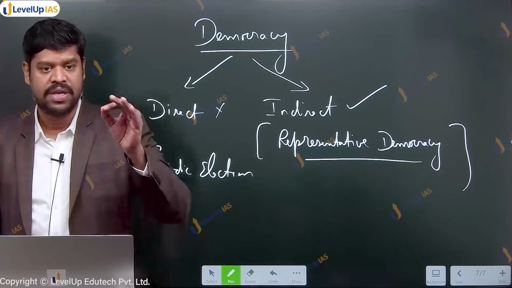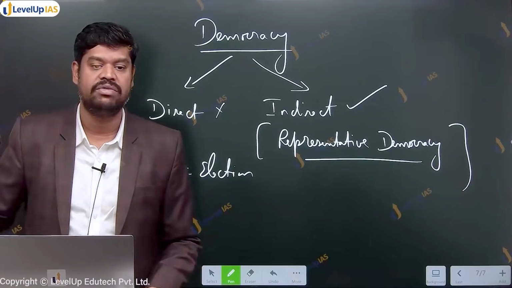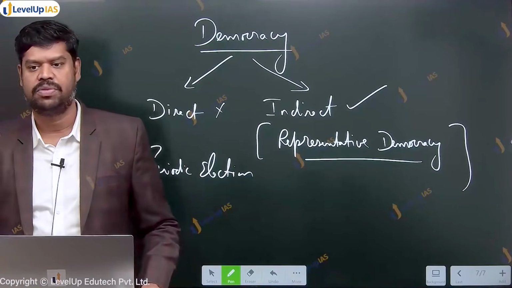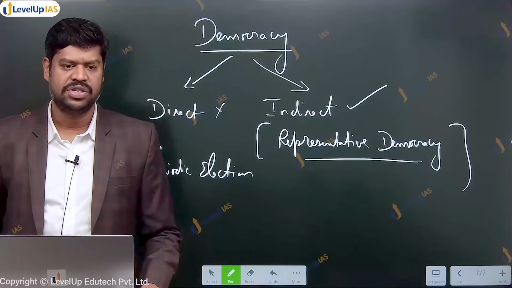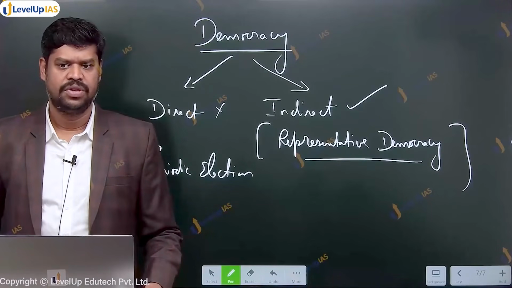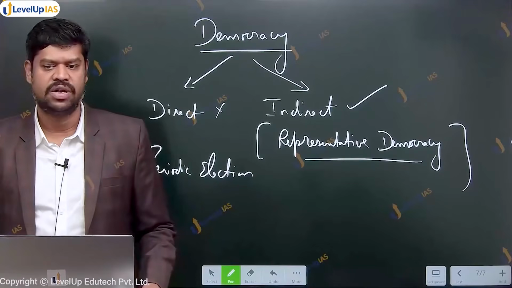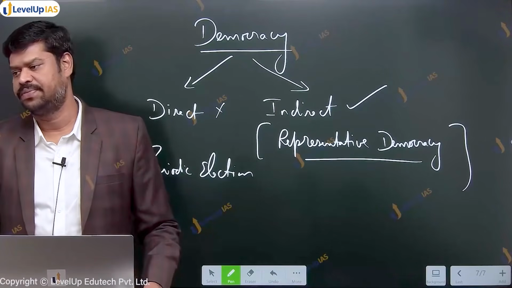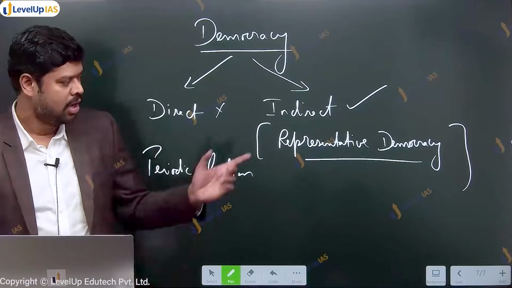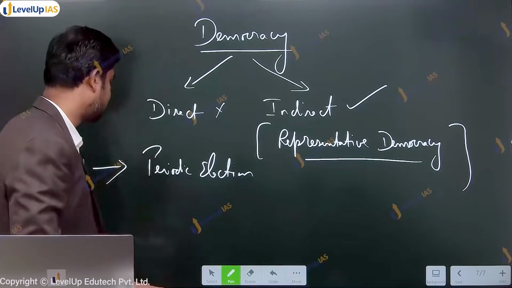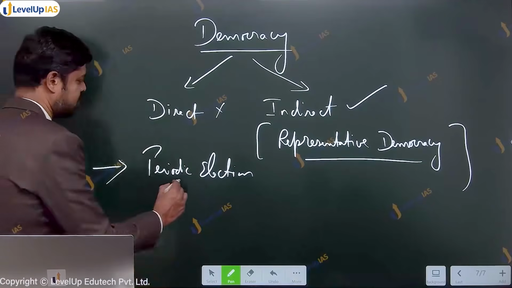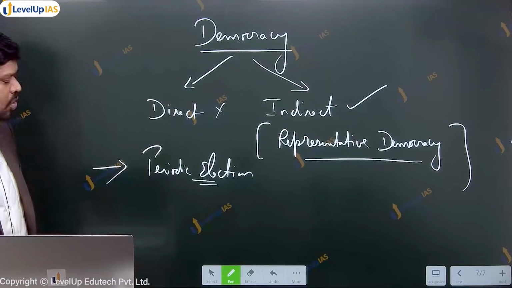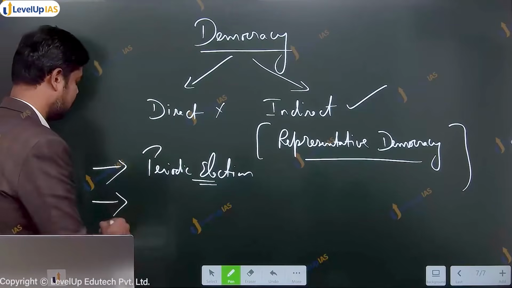There has to be a periodic election, because periodically the will of the people has to be exercised, based on which the government is to be formed. So, do we have periodic elections in our country? And what is the frequency of elections in our country? Every 5 years. The election to the Lok Sabha happens when? Every 5 years. The election to the various state legislatures happens when? Every 5 years. And this periodic election is mandated under the constitution itself. Okay, so do we have periodic elections? Okay, all right.